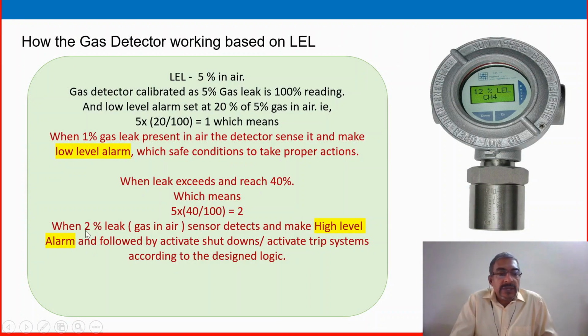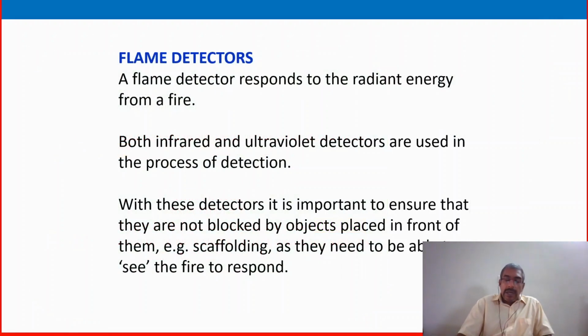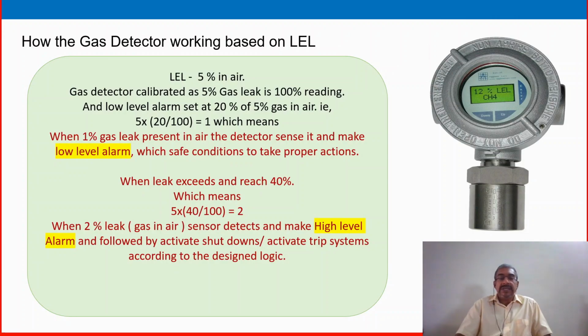So, when there is a 2% leak of gas in air, the sensor detector makes a high level alarm, followed by activating the shutdown system, the corresponding downstream shutdown systems, and trip systems according to the designed logic of that particular company. This is the way the gas detector works.